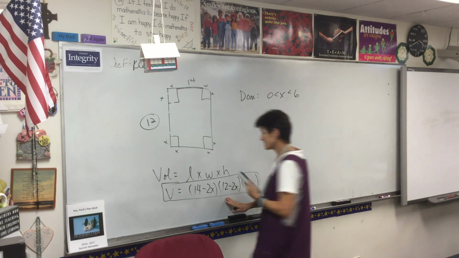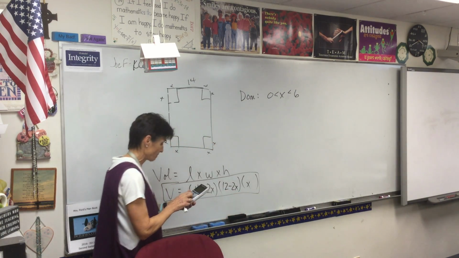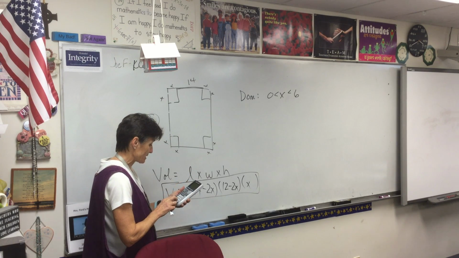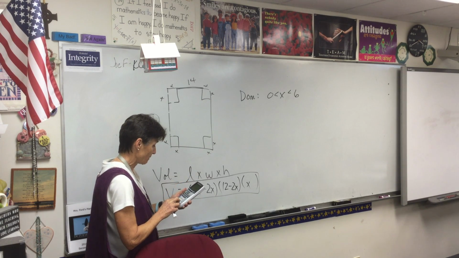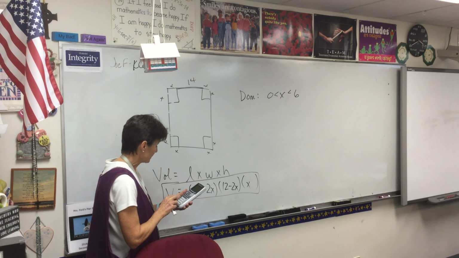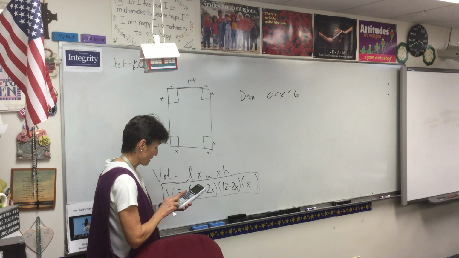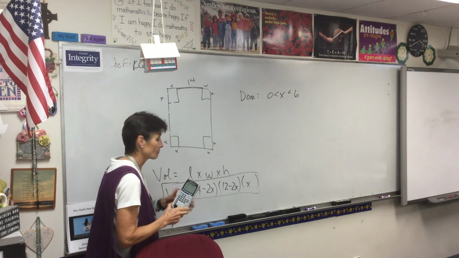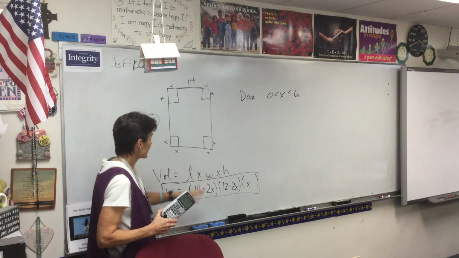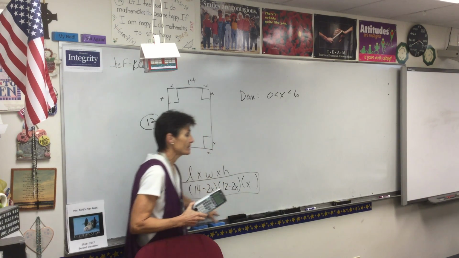So let's type in this equation. Go to y equals, and you need to put the parentheses. So for parentheses, 14 minus 2x, 12 minus 2x, and x. You're going to type in the equation just like it looks, just like this.